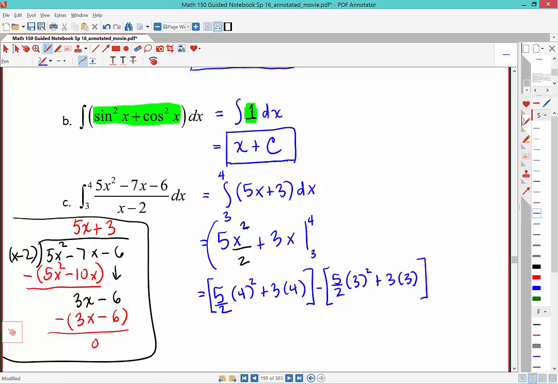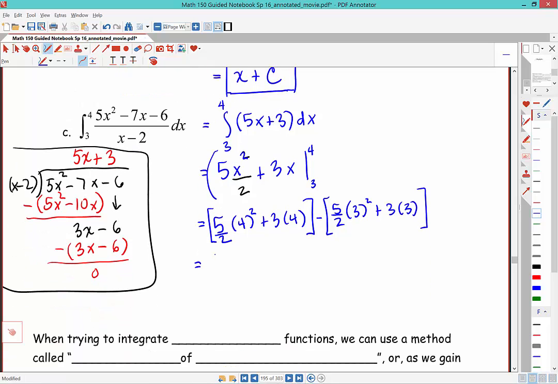Continuing, we'll get 4 squared is 16, right? So we'll have 5 halves times 16 plus 12 minus 5 halves times 9 plus 9, which is going to give us, let's see, this will divide out some of the 16. So we'll get 52 in that first integral, and then over here we'll get what?